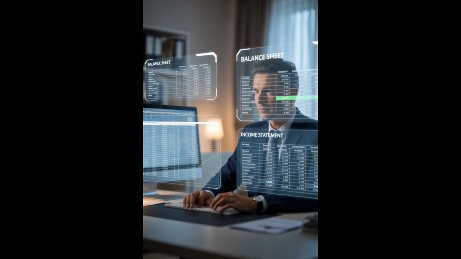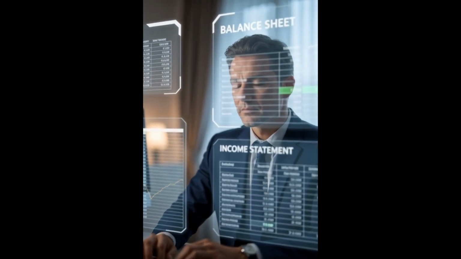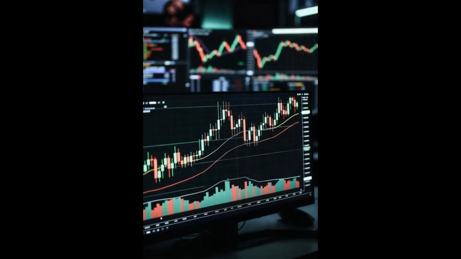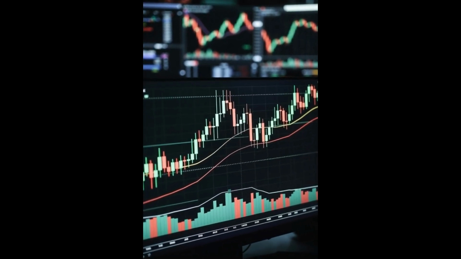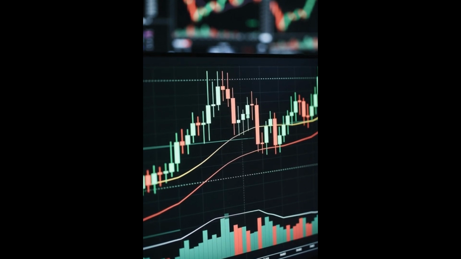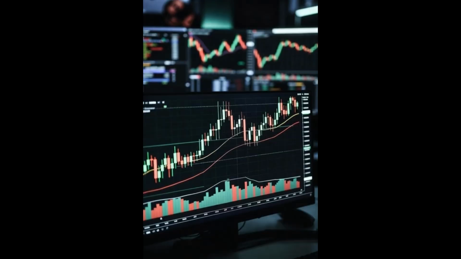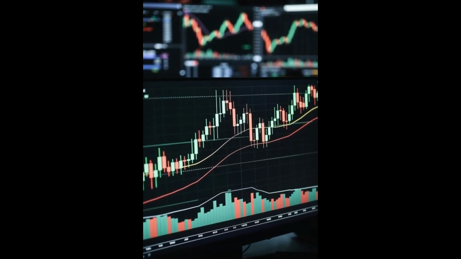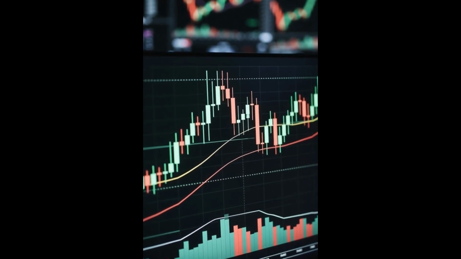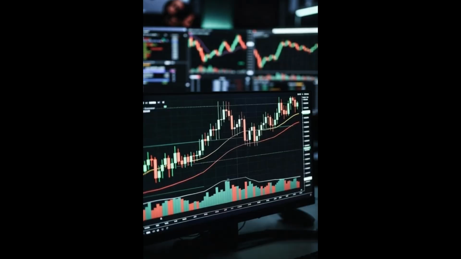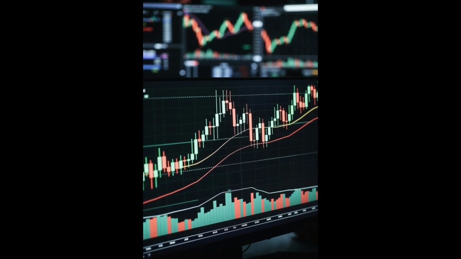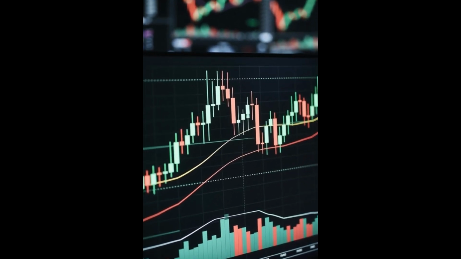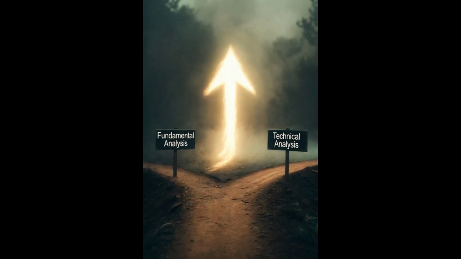Now, let's talk about demand and supply. This is where stock prices actually move. If more people want to buy a stock than sell it, the price goes up. And strong demand usually comes from strong businesses and positive future expectations. So once you understand these basics, you're ready to take things one step further.